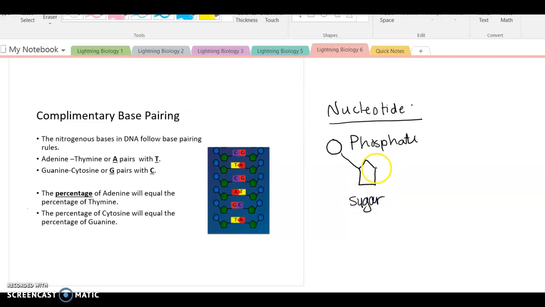And then on the other end of the sugar, it is attached to a nitrogen base. In DNA, this is going to be one of 4 nitrogen bases. The nitrogen bases are adenine, and if you have adenine on one strand of your DNA molecule, what would be on the opposite or complementary strand? Well, apples grow on trees. It's one way to remember that adenine always pairs with thymine, so A and T go together.